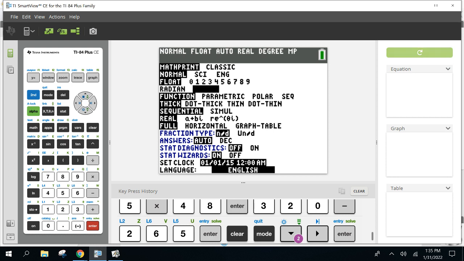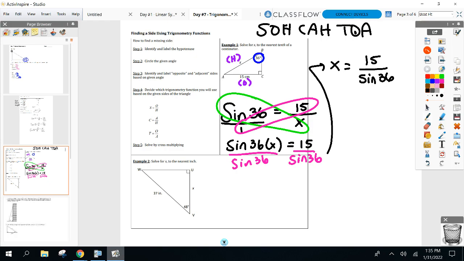That's what your calculator wants to be in the entire unit, degree mode. We aren't going to discuss radians until later on in the year. So your calculator in degree mode, you guys, beast mode. Got me there? Got that flow, how that worked? Good. All right. It is on all the time.